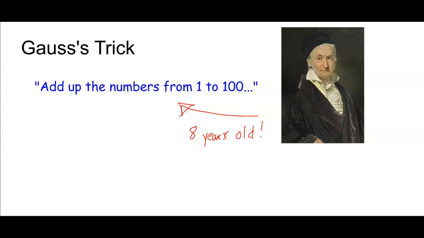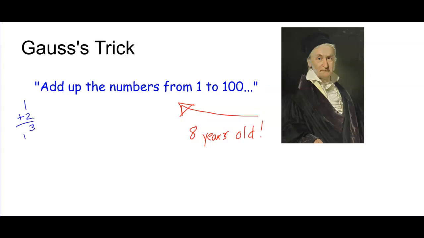I forget which town he grew up in. Can't remember right off the top of my head. But the teacher gave the class the task to add up the numbers from 1 to 100. And you or I know how we would approach a problem like this. We would go 1 plus 2 plus 3 plus 4. We would work the problem like this.